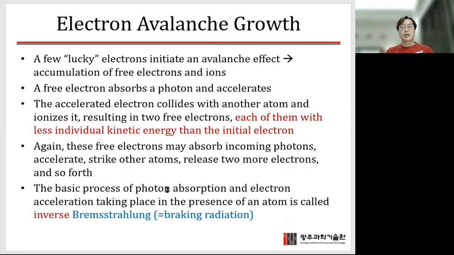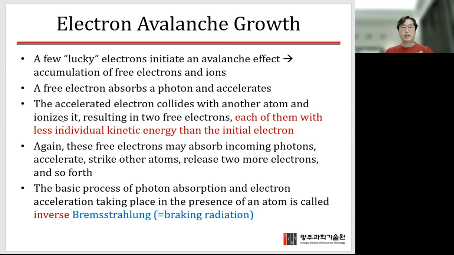So let's look at the electron avalanche growth. We look at the free electron generation, and then those free electrons need to do something to make more friends. So a few of the lucky electrons can initiate the avalanche effect, which means the accumulation of free electrons and also ions. This free electron can absorb the energy from the photon, and then it can accelerate, meaning it increases the kinetic energy.